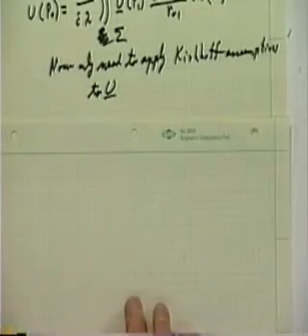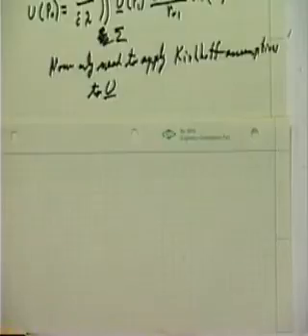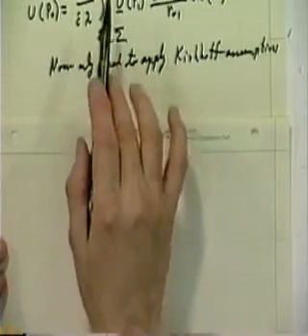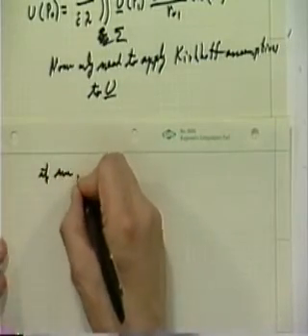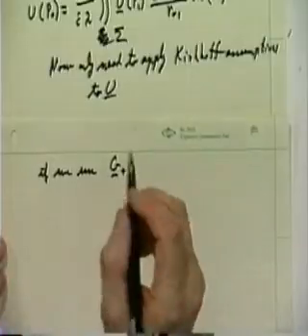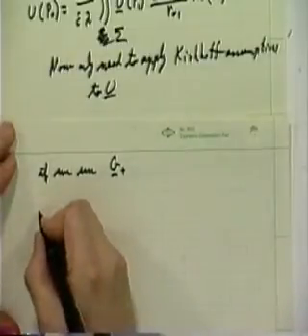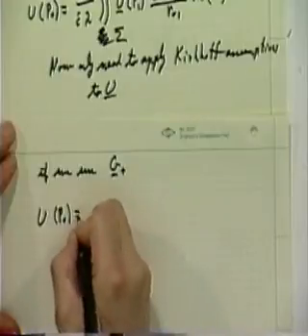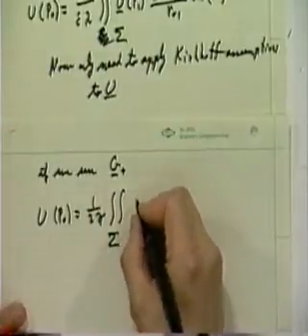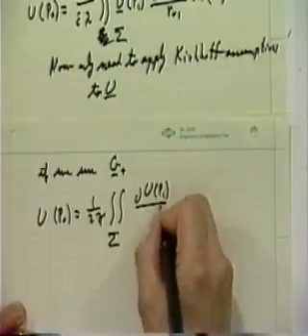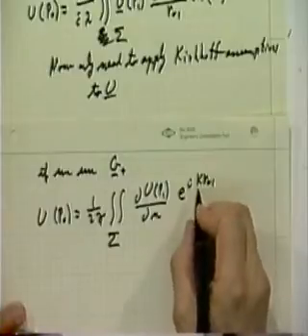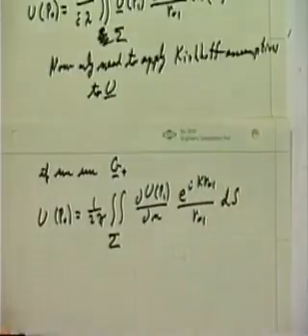So we can go on here, and if we, instead of using the G minus, use G plus, the result that we're going to get here is that U of P naught is 1 over 2 pi, summation here of partial of U with respect to n, e to the ikR01 over R01 ds.